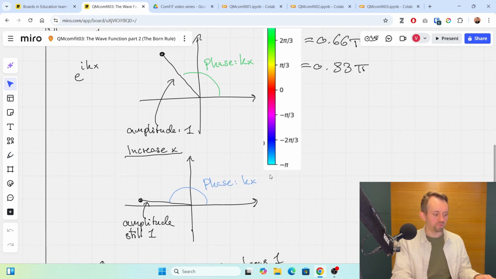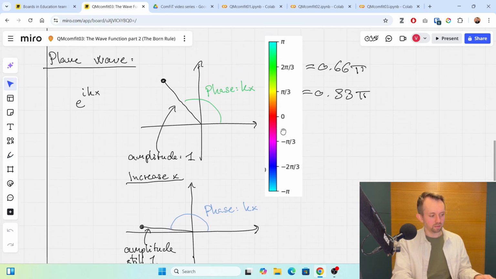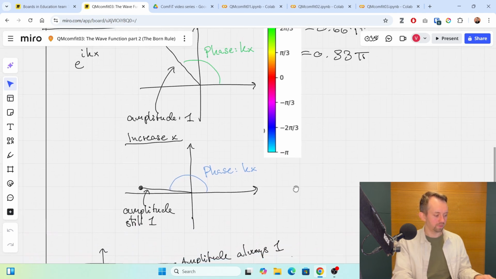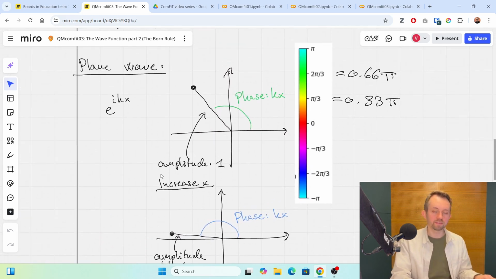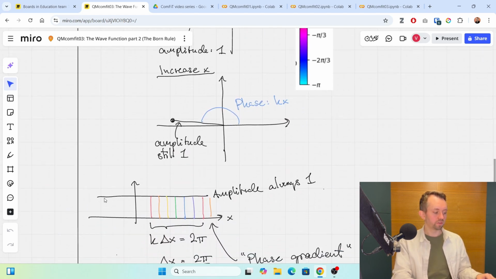But at this point, the phase is approximately almost pi. So it's like this teal value here. And so if I plot this function e to the ikx in the way that we have been plotting our wave functions, since the amplitude is always 1, it's going to give us this one line here. So amplitude is always 1, but as we increase x, the color is going to be changing. So from phase 0 to pi and back to 0, and then it's going to change these colors all the time.